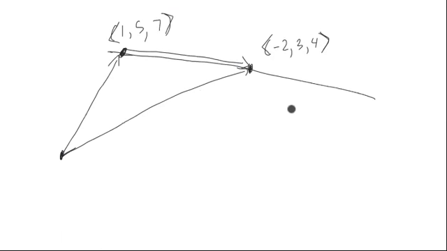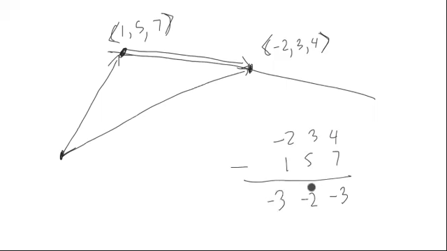Well, by subtraction. So take (-2, 3, 4) and (1, 5, 7), and subtract. So we end up getting (-3, -2, -3). Okay, so this right here represents, in standard form, if we were to shift this to the origin, this vector right here. So maybe we'll call this vector v, maybe.